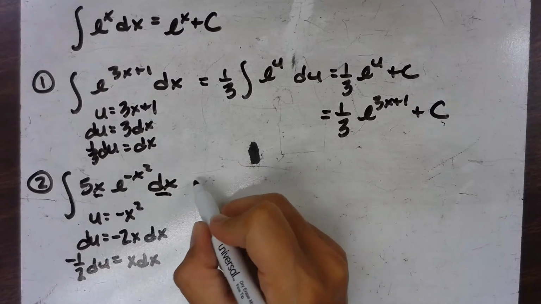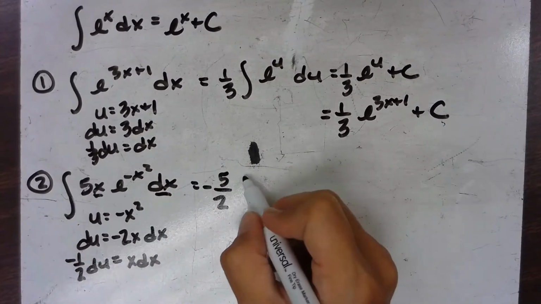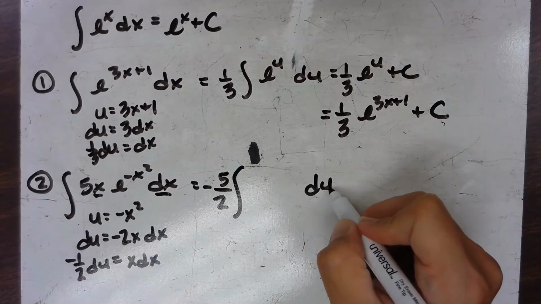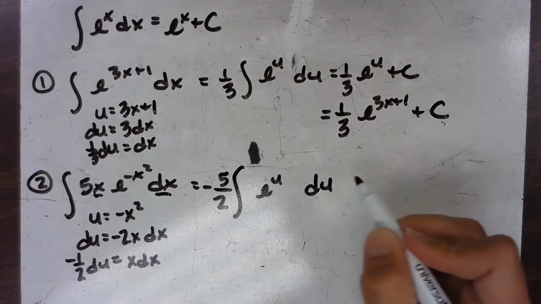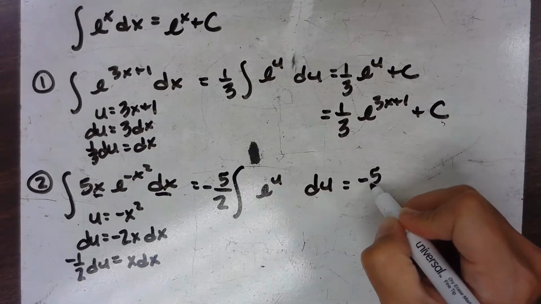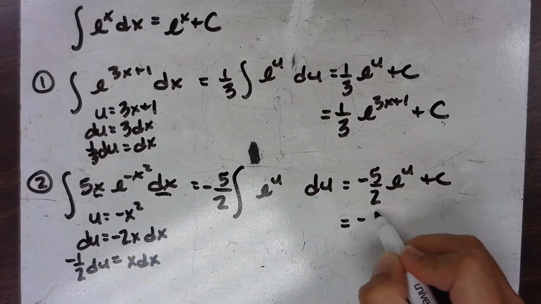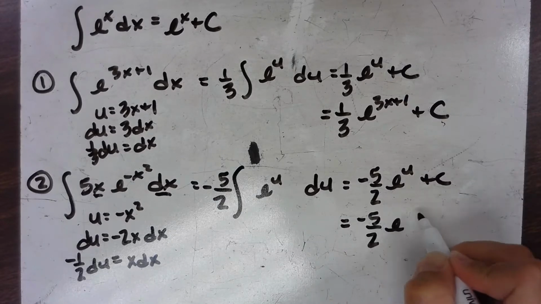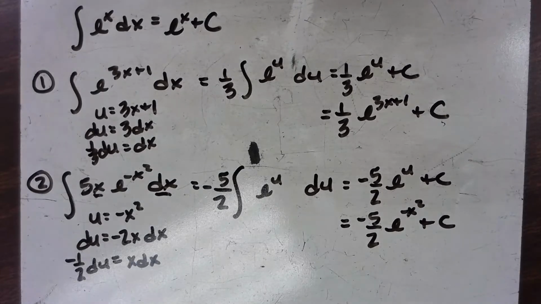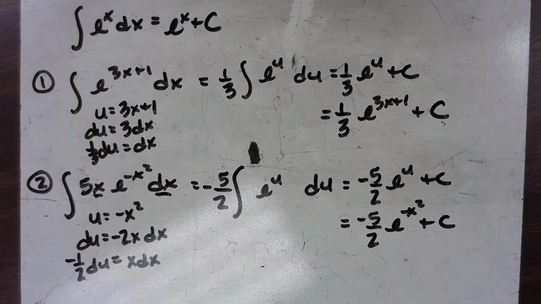Now this 5 is going to stay here. I'm going to bring it out with the negative 1/2, and then make this e to the u. So now this is going to be negative 5/2 e to the u plus c. And now let's go replace the u with negative x squared. And again, if you want to take the derivative of this, see if you get this function right there. And we should.